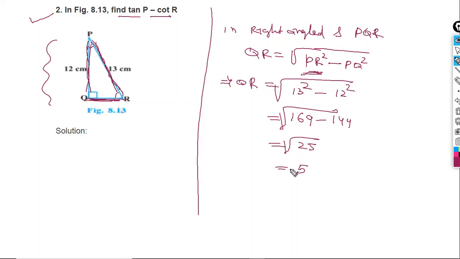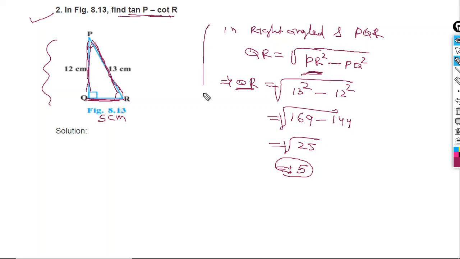Okay, you can assume also there is another answer, plus minus 5, but the length is always positive, therefore we will not consider the negative value. So answer will be 5. So length of QR is 5 cm. So we can write 5 cm here. Okay, now we have the length of 3 sides, PQ, PR and QR. Now we can find tan P minus cot R.